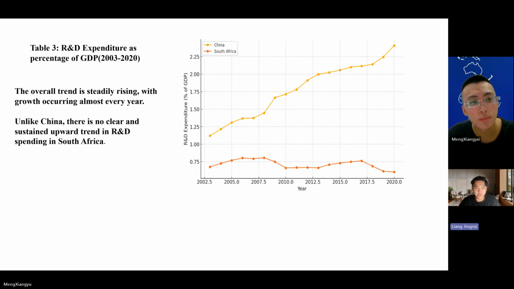The overall trend is steadily rising, with growth occurring almost every year. Unlike China, there's no clear and sustained upward trend in R&D spending in South Africa.